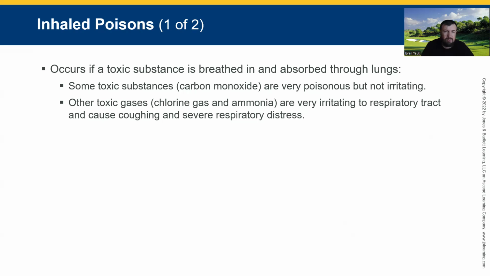So chlorine gas, we use our chlorine in pools and stuff. Ammonia, we're going to find them on farms at co-ops. You see them big anhydrous tanks. Those have ammonia. So we need to be very careful.